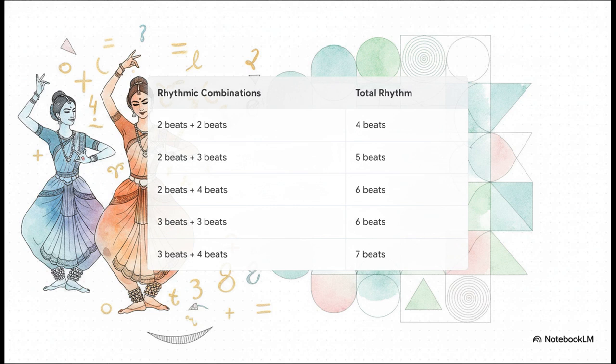Maybe they group 2 beats plus 2 beats to get a 4-beat total rhythm, or they mix 3 beats and 4 beats for a 7-beat rhythm. They have to calculate these combinations continuously in real time. They are completely blending left-brain arithmetic with right-brain artistry. It is just phenomenal when you really think about it.